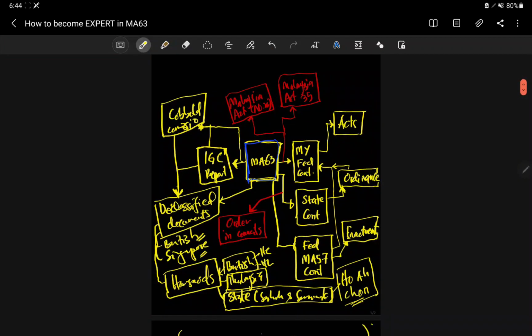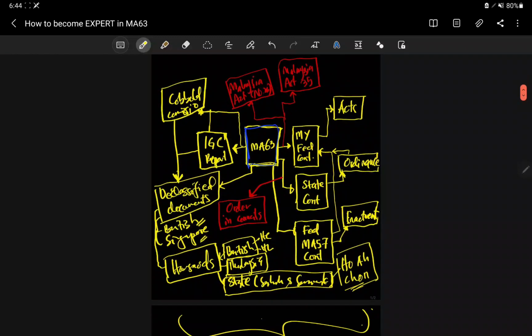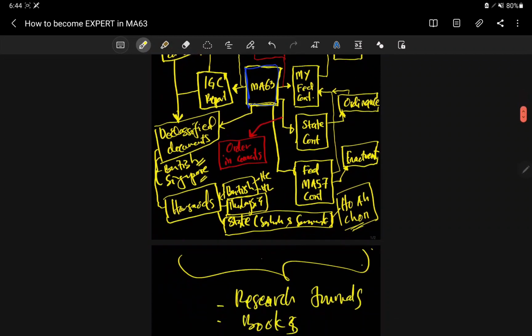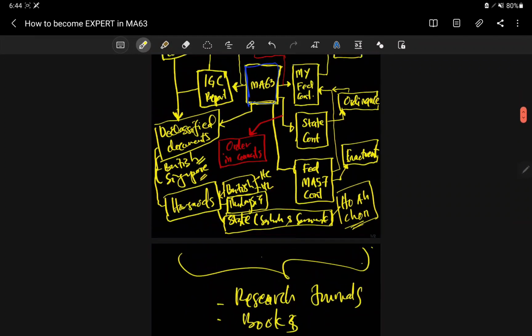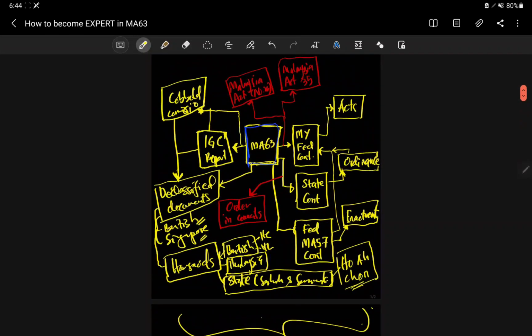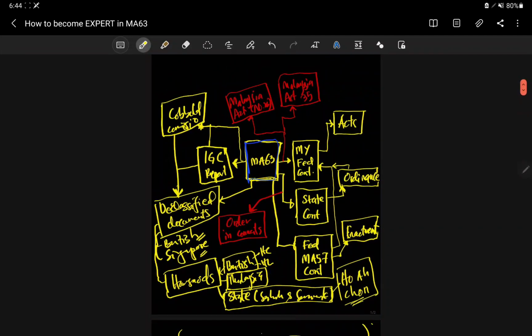So this is a basic framework, but I think there might be some improvement in this framework. I will tell you later. That is what I can think about right now. So if you want to become an expert in Malaysia Agreement 1963, you can check any of these documents before and after. What I tell you right now is what comes after the Malaysia Agreement.